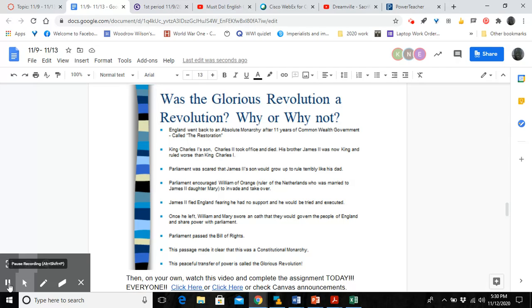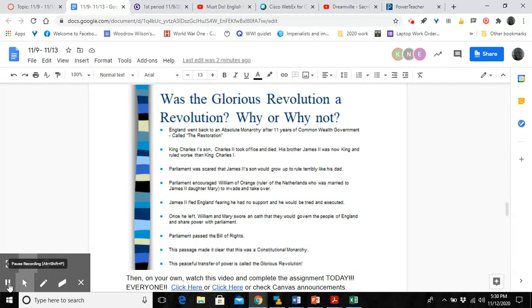James II fled because he was scared. He didn't have any support and didn't want to get executed. Once he left, William and Mary swore that they would take care of and govern England and share power with Parliament. Parliament passed the Bill of Rights. The passage of the Bill of Rights made it a constitutional monarchy. This whole situation that happened is called the Glorious Revolution.